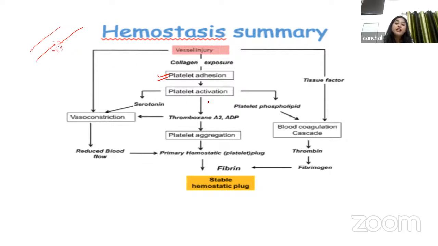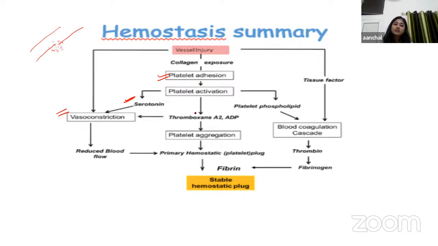Now, with the help of this activation, what will happen? The secretion of serotonin will start. This secretion of serotonin will cause vasoconstriction. As the process of vasoconstriction starts, there will be reduced blood flow, right? As there will be reduced flow, the loss of blood will be minimized, right?